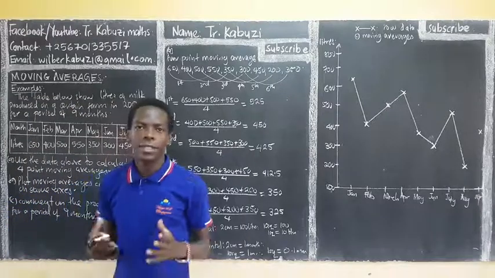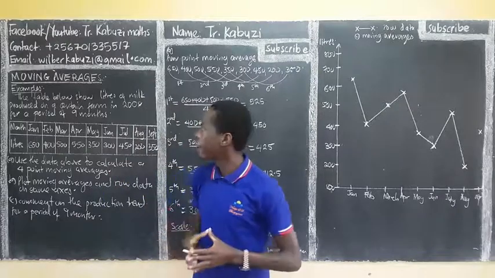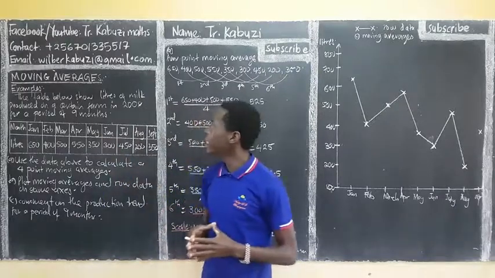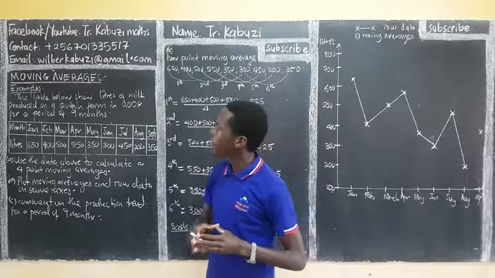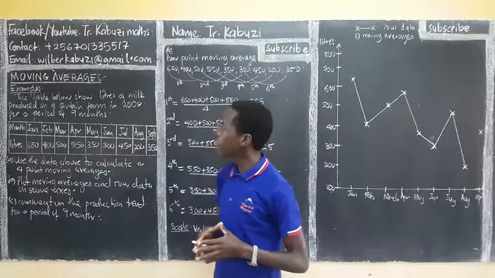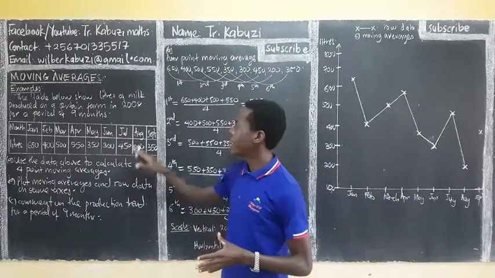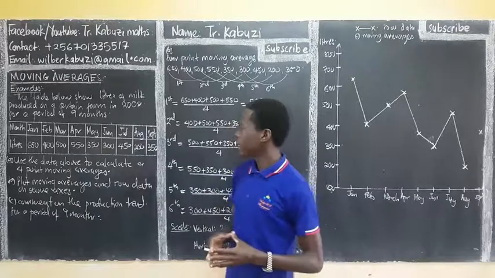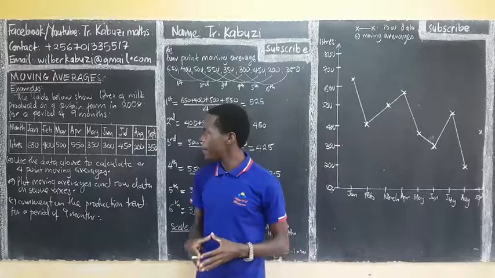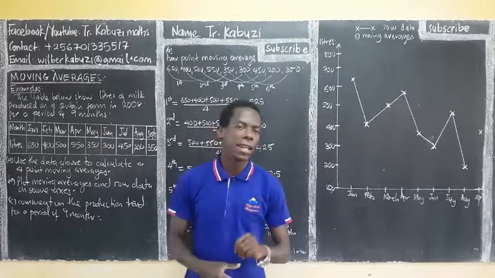Moving averages, we are going to see now more examples. So we have this here, let's see how you go about it. The table below shows the liters of milk produced on a certain farm in 2008 for a period of 9 months. This is the data, and then these are the questions here. It is telling us to use the data above to calculate a 4-point moving average. Now they are asking us to get 4 points.